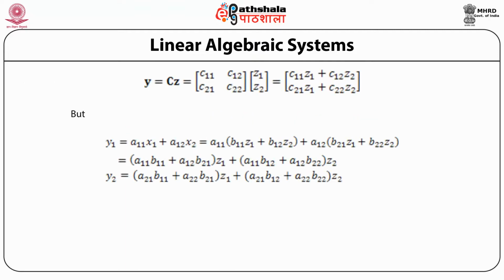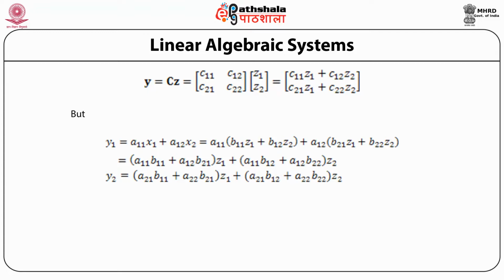Y is equal to C times Z, which equals a 2 cross 2 matrix C multiplied by a column matrix Z. That is, the first row of matrix C being C11, C12, the second row is C21, C22, into the column matrix Z1, Z2. The product equals a column matrix with the first element being C11 Z1 plus C12 Z2 and the second element is C21 Z1 plus C22 Z2.